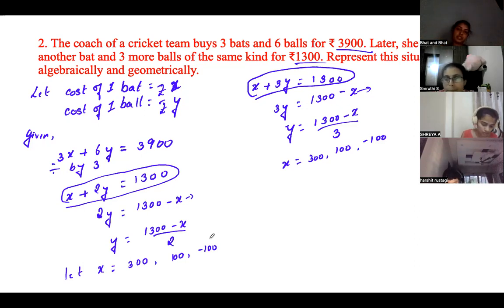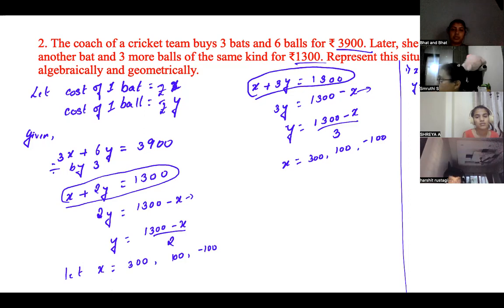Okay. So now let us see. If x is equal to 300, what will happen? Let us go to our working column. Now this is my working column. For the first equation, I'll be substituting x is equal to 300. So y will be equal to (1300 minus 300) divided by 2. So that will be 1000 divided by 2, so y is equal to 500. So for x equal to 300, you will get y equal to 500.